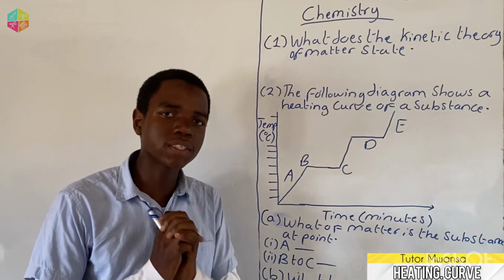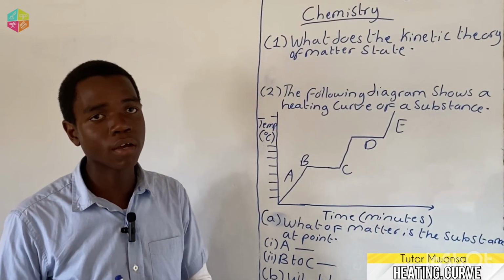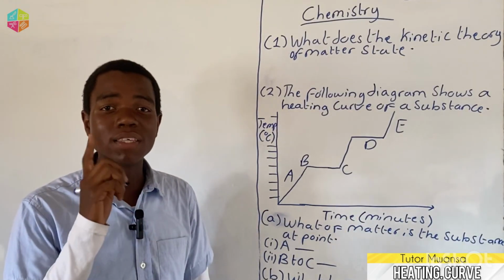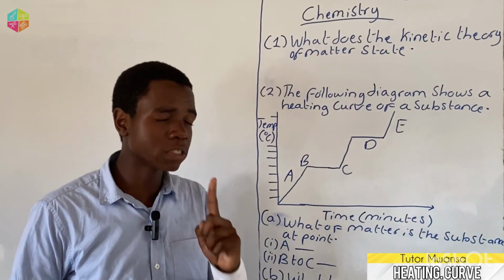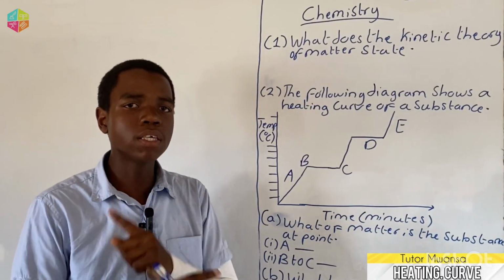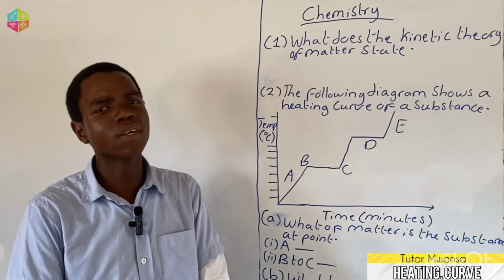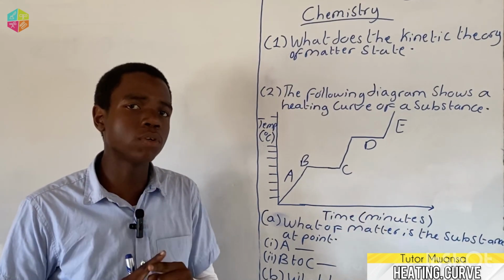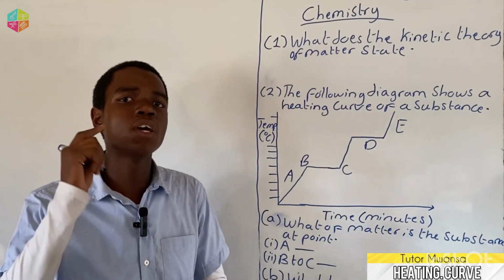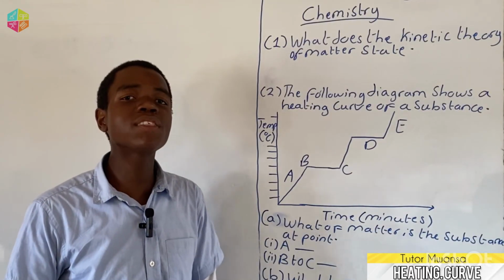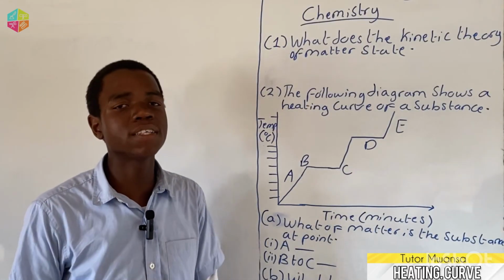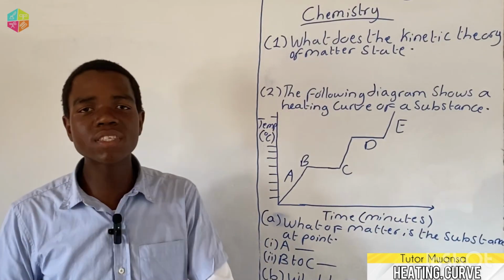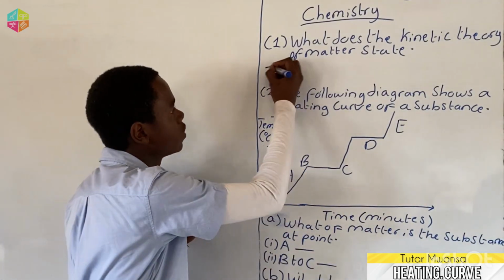Alright, what we have to understand about the kinetic theory of matter is that it states that matter is made of tiny particles. That's the first part we have to understand. Matter is made of tiny particles. These tiny particles are not just in a stationary position. No, they are in constant random motion. The kinetic theory of matter states that matter is made of tiny particles that are in constant random motion.